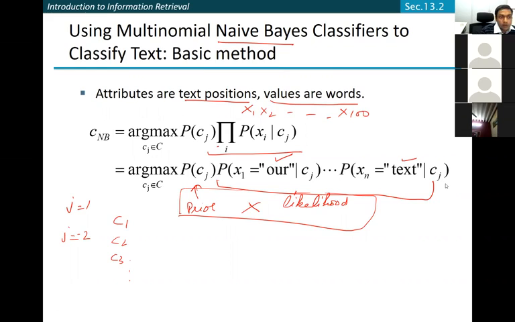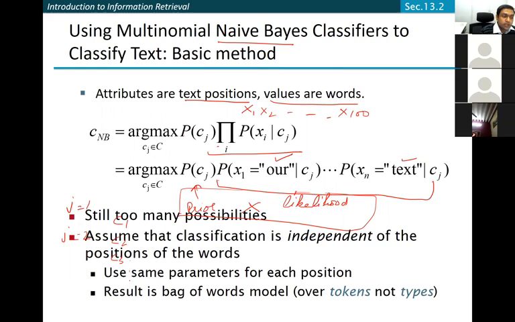So this is the basic step, because in learning we have learned these likelihood values, and then we have learned the prior as well. So here in this model we are considering the existence of a word. We are not taking where that word is. We are not looking at the location of the word, but just whether the word is present or not. Still there are so many possibilities, because your document may have more than 100 or 1000 words, and we are using the same parameter for each position.